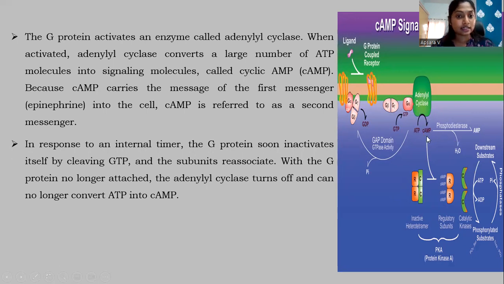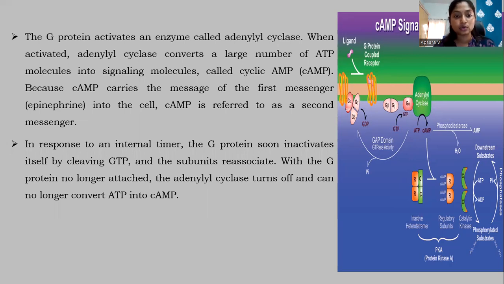In response to an internal timer, the G protein soon inactivates itself by cleaving GTP and the subunits reassociate. Here you can see once it is turning on adenylyl cyclase and converting ATP into cAMP, it gets deactivated and it reunites with its earlier components G beta and G gamma by cleaving one molecule of GTP, and again it dissociates from adenylyl cyclase.